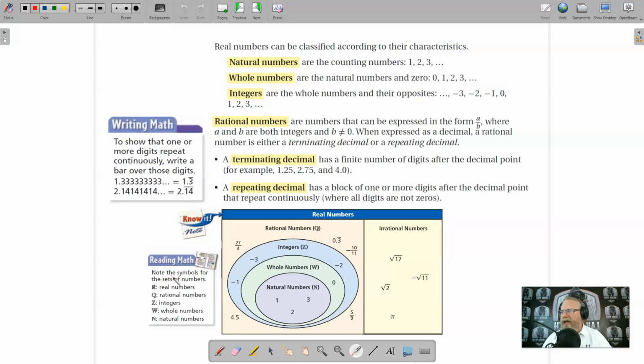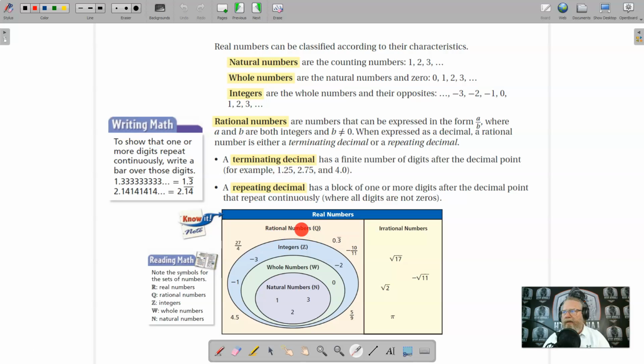Also, please note the symbols that are used for each of these number sets. Natural numbers is represented with an N. That makes sense because natural starts with N. Whole numbers are represented with this W because whole starts with W. Now here's an interesting one. Integers does not start with a Z. However, I'm sure it has something to do with Greek, right? Rational numbers doesn't start with an R. As a matter of fact, real numbers is represented with the letter R.